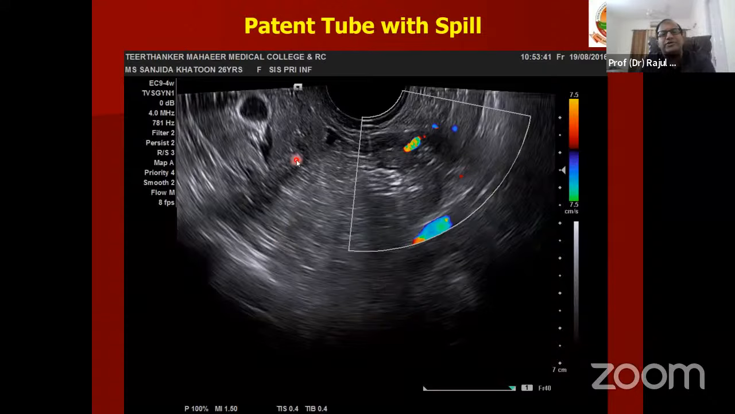So first we demonstrate that there is no fluid around the ovary, and if after the injection of the saline we see the fluid, it means that there is a spill through that tube. So this is a Foley's bulb in the cavity, and we see the fluid around the ovary. So this was a case of a spill.